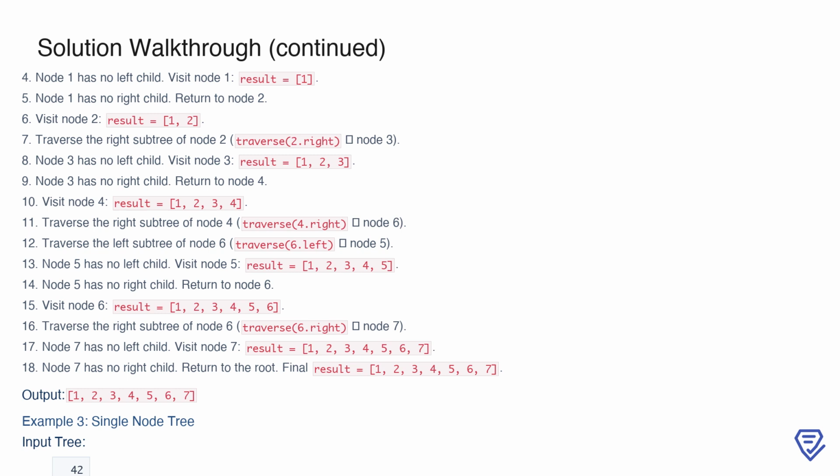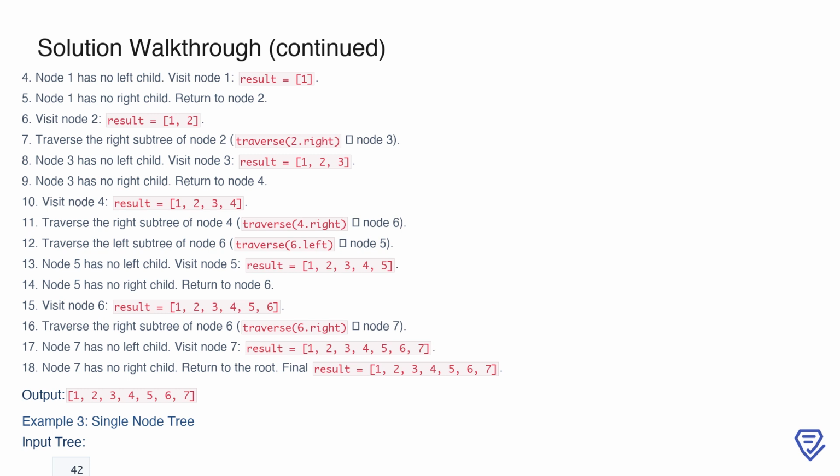At node 2, we now visit it and append its value to the result list, updating it to result equals 1, 2. Next, we traverse the right subtree of node 2, which takes us to node 3. Node 3 also lacks a left child, so we visit it and append its value to the result list, giving us result equals 1, 2, 3. With no right child, we return to the root node, 4.